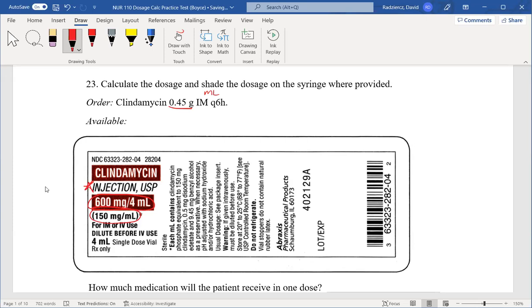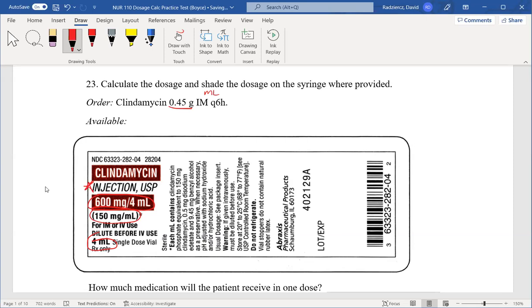So if you want to double check, 600 divided by 4 is 150. So you can use either strength. They're both the same number. It's just the 600 over 4 gets reduced to 150 milligrams over 1 ml. If you gave them the full injection, the full 4 milliliters, because a single dose vial is 4 milliliters, they're going to get 600 milligrams of this antibiotic. But here it's telling you it wants 0.45 grams.